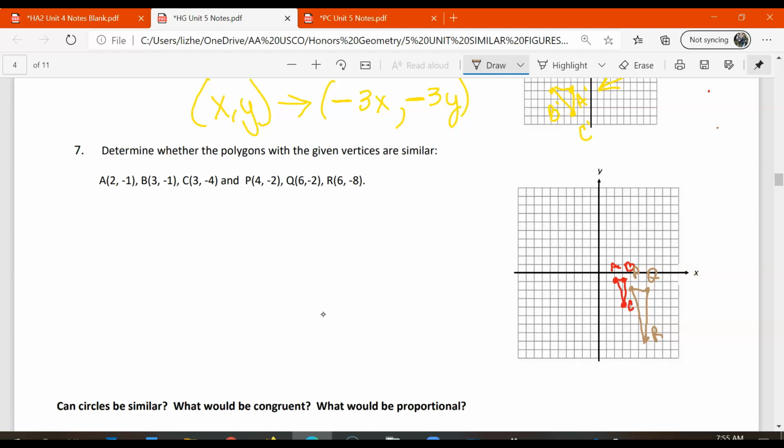But anyhow, okay. So our question is, determine whether the polygons with the given vertices are similar. Are they similar? Well, if they are, we have to prove it. So what do we need? We need 2 requirements. Requirement 1, congruent angles. Requirement 2, proportional sides.